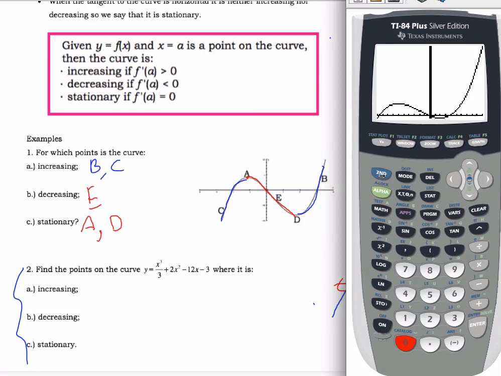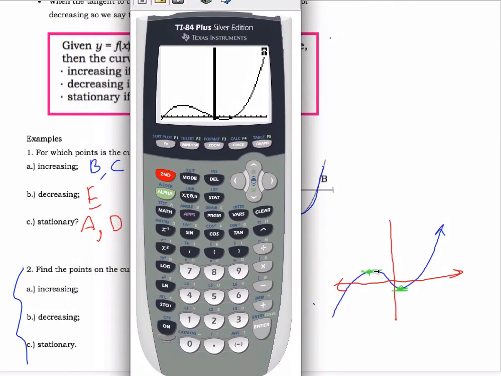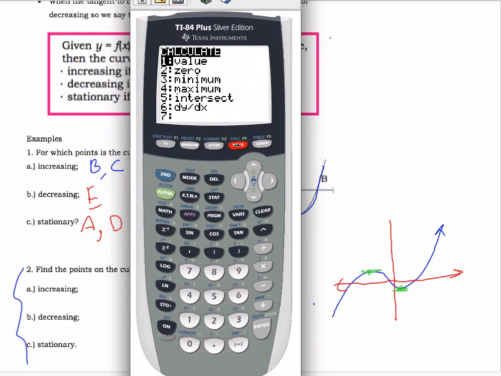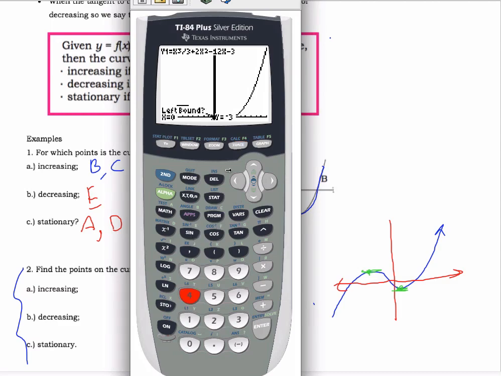We're going to find a local minimum or local maximum here first. Okay, right there. So I'm going to go second function, trace, which is the calc feature, and go to maximum, 4. So left bound, I just have to make sure I go to the left. It's very hard to see here.